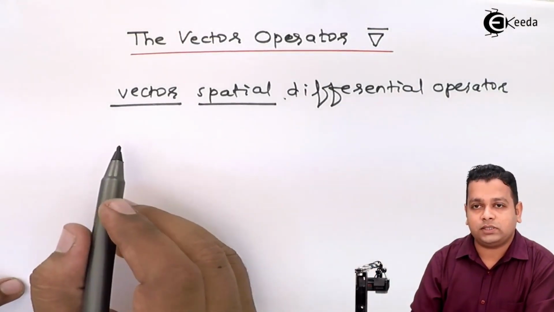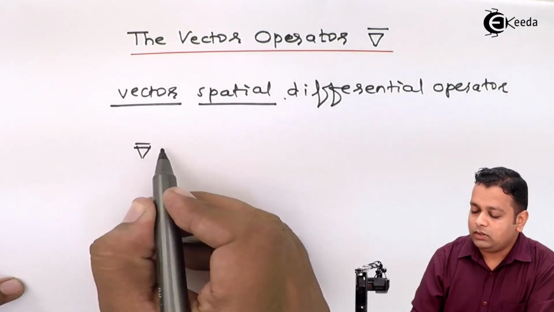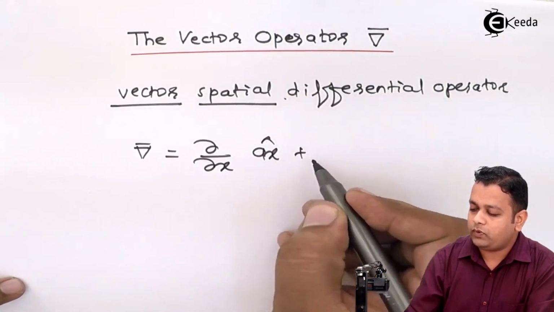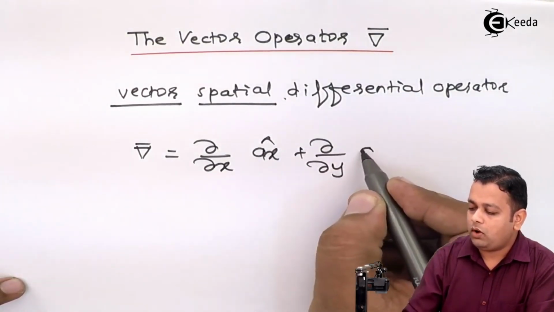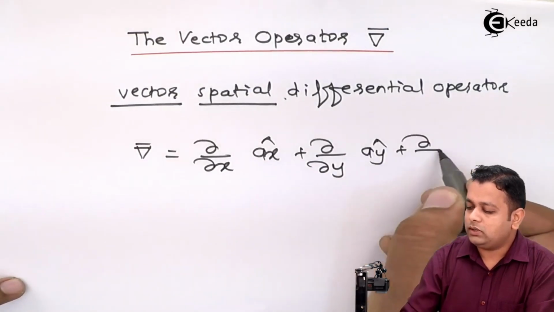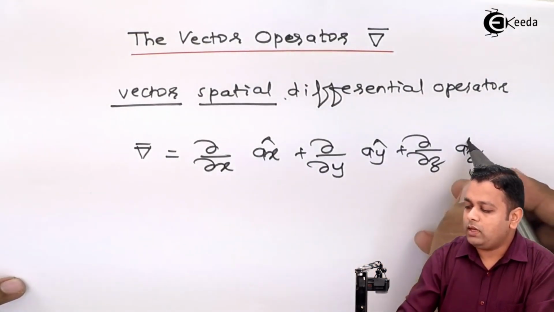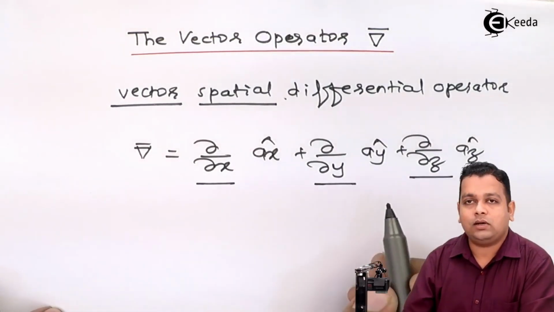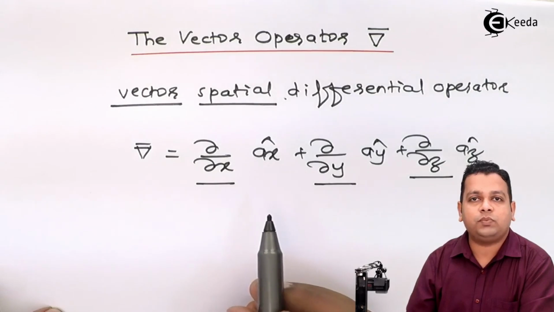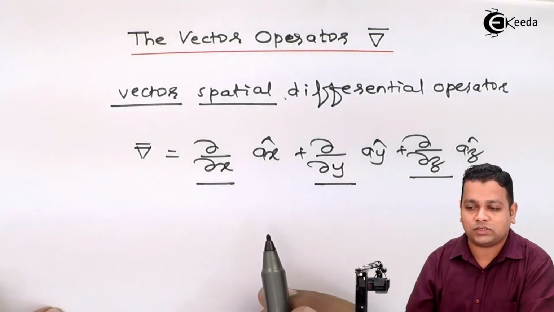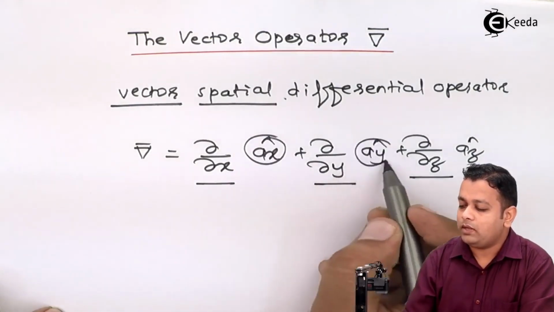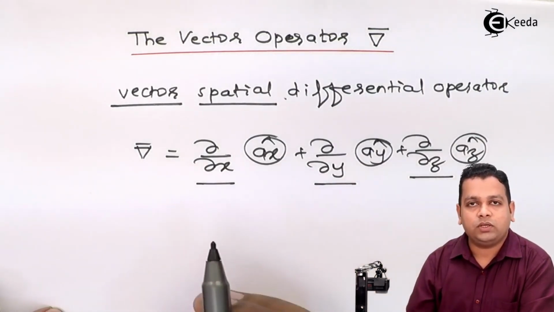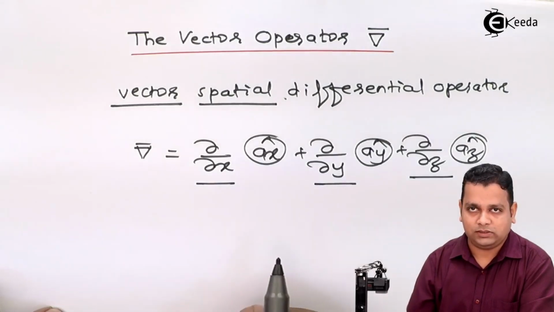In the rectangular coordinate system, the del operator is represented as del/del x of ax cap, plus del/del y of ay cap, plus del/del z of az cap. Here, del/del x, del/del y, del/del z are the differentials with respect to the x, y and z directions, whereas ax cap, ay cap, az cap give the unit vectors along the x, y, z axes.